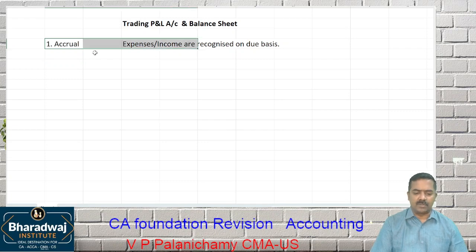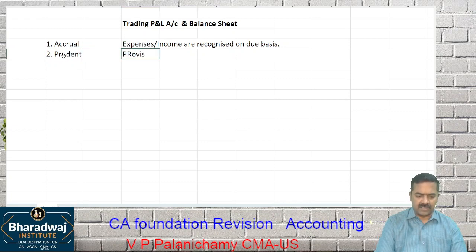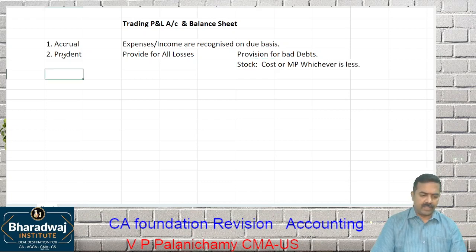The first thing that you have to remember is which one? Accrual basis accounting. Second is prudent based accounting. That means provide for all losses. Example, provision for bad debts. Provision for bad debts that we do. And apart from that, we also value the stock. How to take the stock? Cost or market price, whichever is lower or whichever is less. Okay, that is prudent based accounting that we follow.